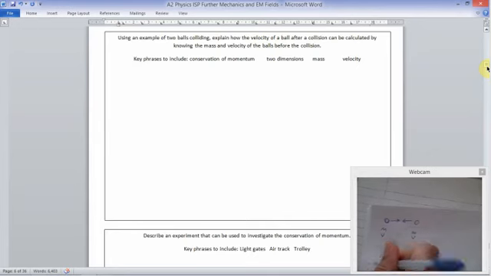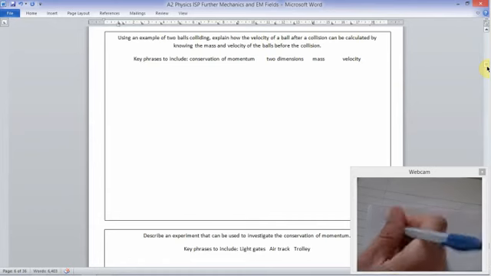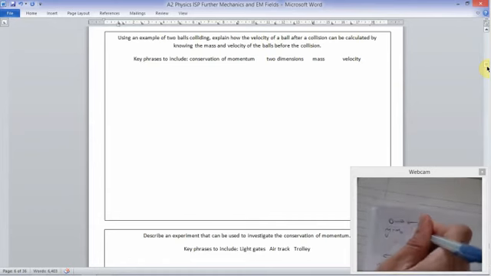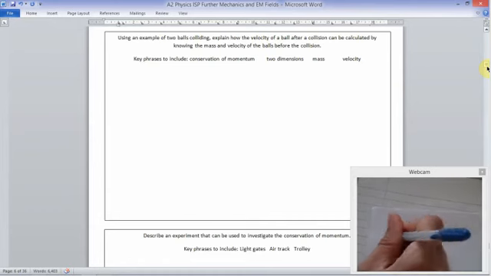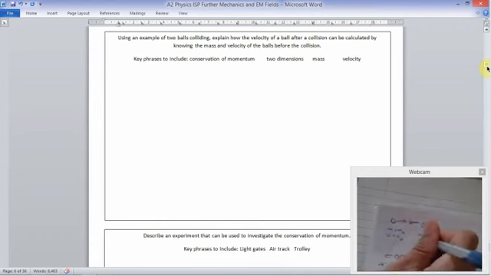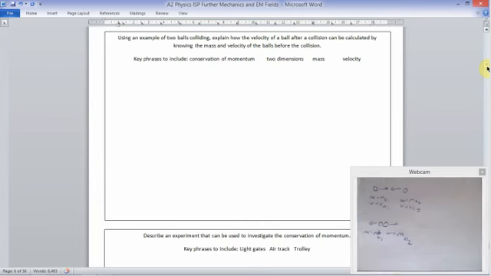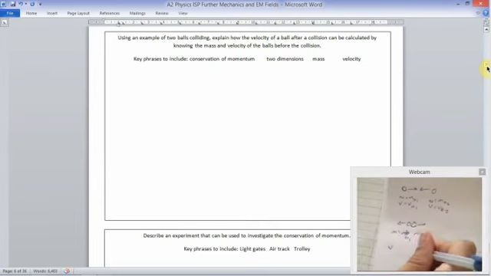Remember, the mass will be the same as before, so let's call that mass before, and velocity before. Let's call those 1 and call those 2. Okay, so mass of ball 1 will be the same as it was beforehand, and same with ball 2. But the velocities will be different.